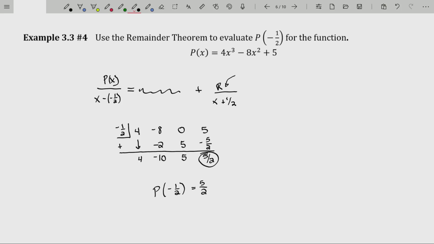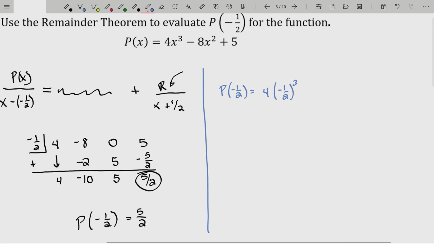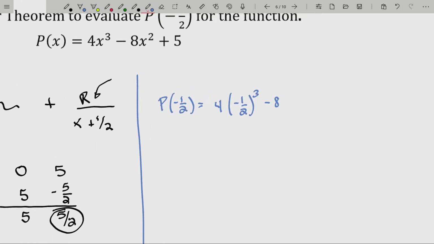That's exactly what you would have arrived at had you plugged in a -1/2. And if you think about the amount of work required to do this type of computation with synthetic division versus actually plugging in a -1/2, well, you have a 4 times a -1/2 cubed, so I know I have to apply powers. If powers are your weakness, well then, this is not the way to go. -8 times a -1/2 squared plus 5. And then you go to doing your mathematics, right?